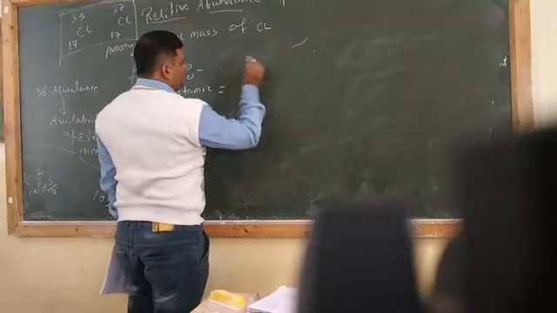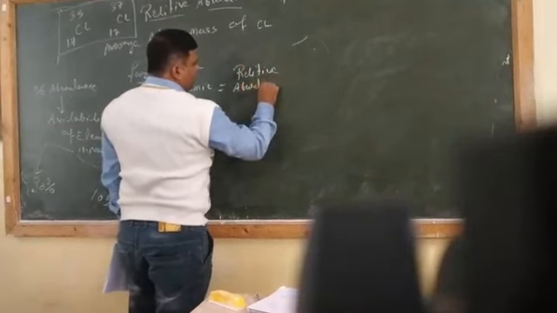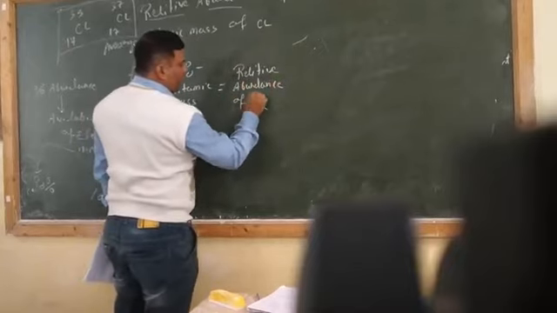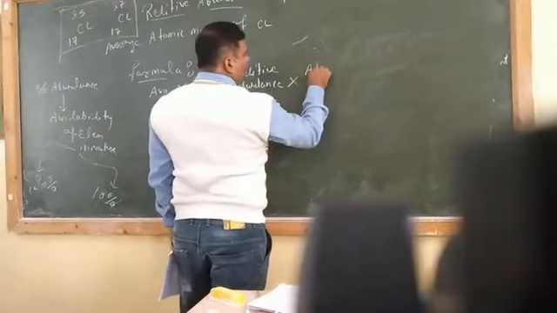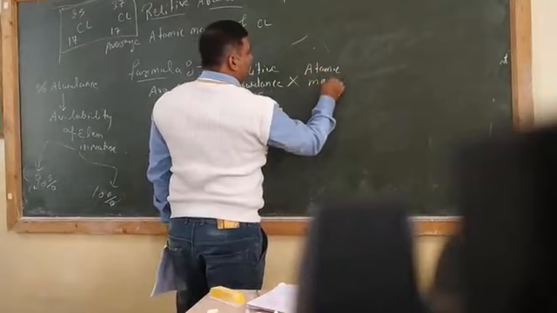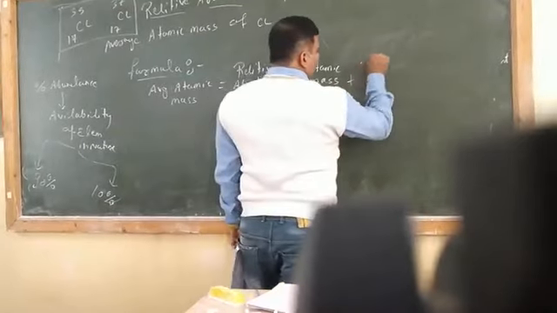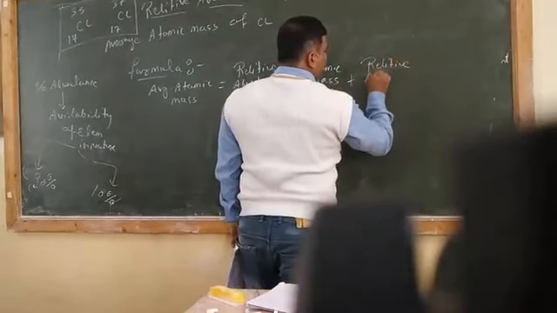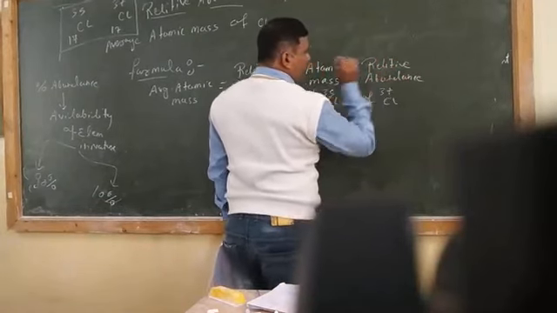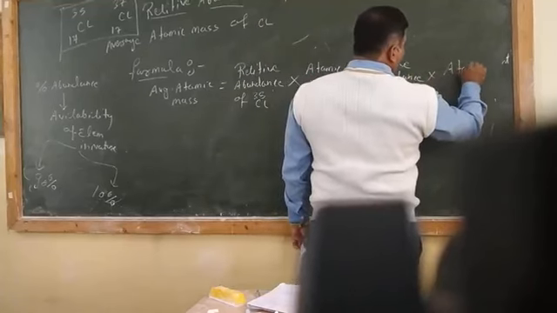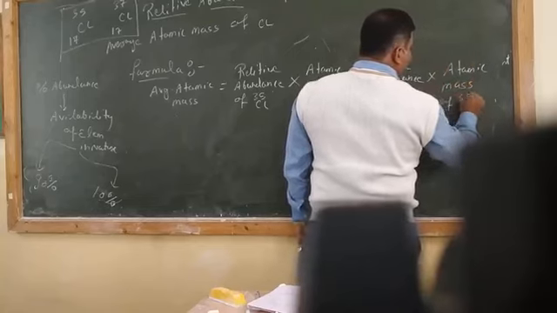Percentage, not percentage, relative abundance of chlorine 35 into atomic mass of chlorine 35 plus relative abundance of chlorine 37 into atomic mass of chlorine 37.